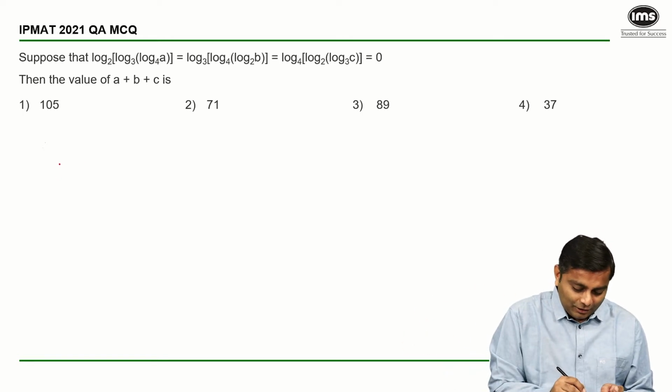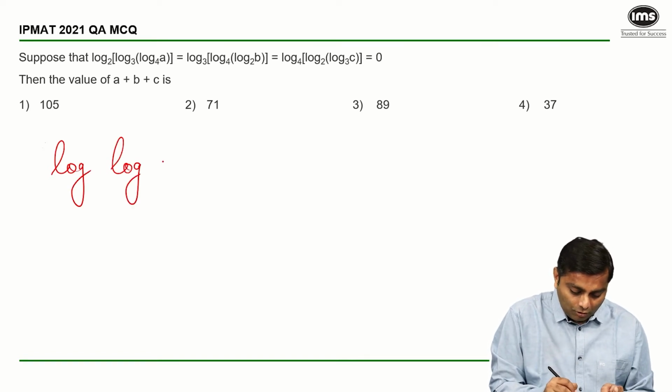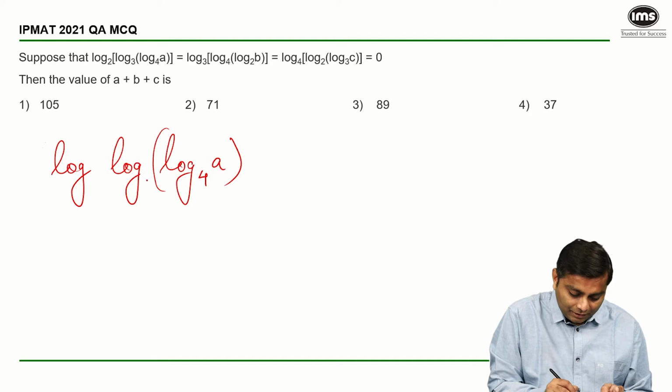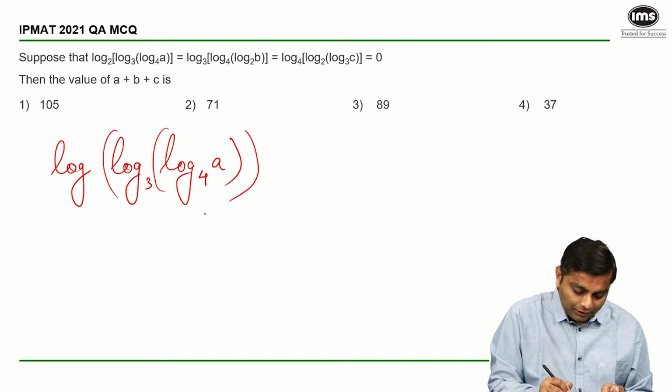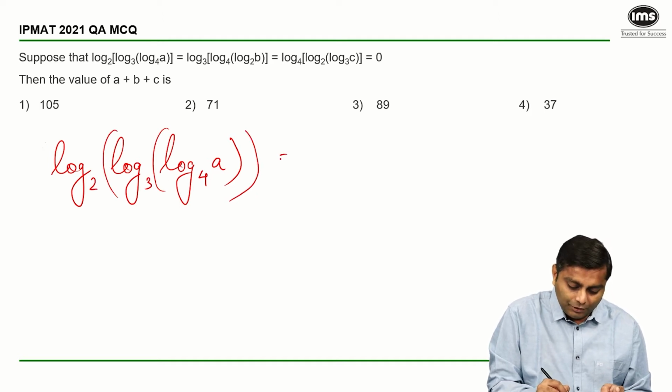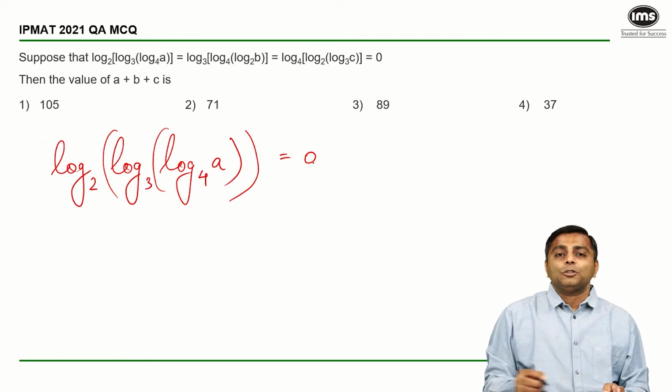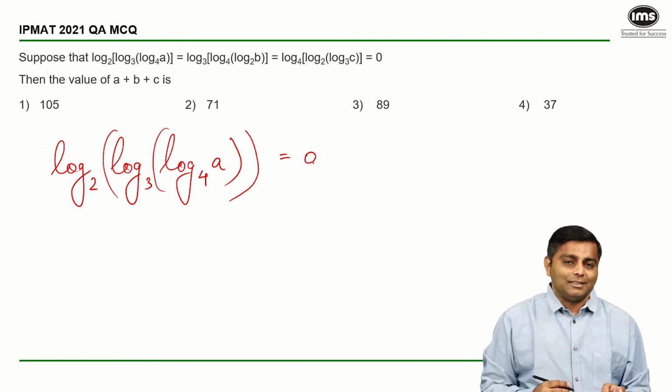Okay, so let me just write that thing here so that I'm able to explain it better. So it's log of a to the base 4. Now, this whole thing is to the base 3 and this whole thing is to the base 2. Now, this they have given as 0. So, we want to make that entire thing 0.